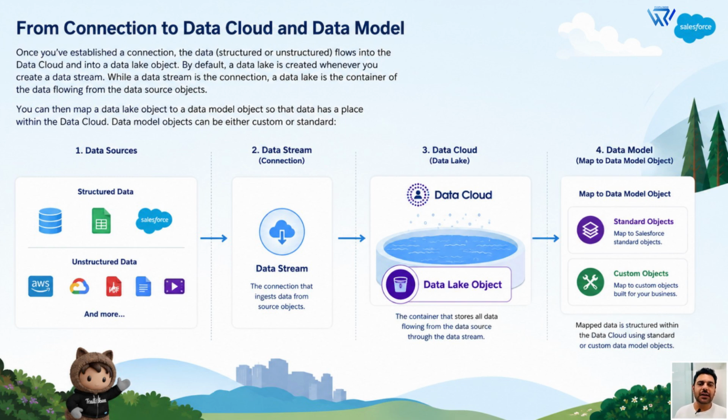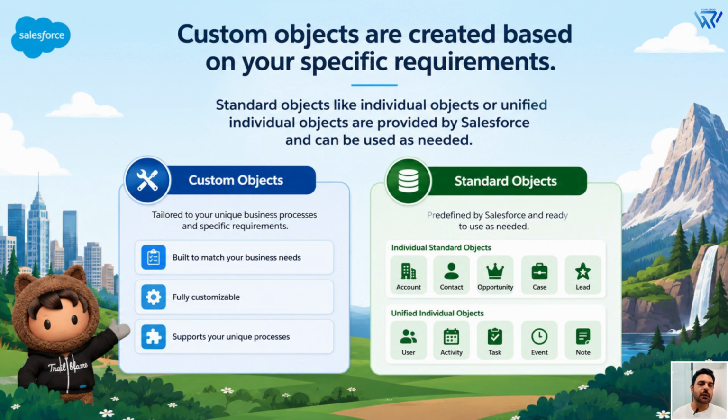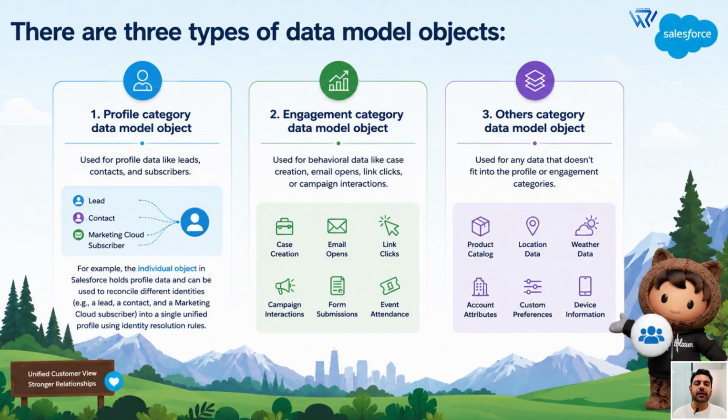You can map a data lake object to a data model object so that that data gets a place inside a data cloud. Data model objects are again both custom and standard objects. Custom objects are the objects you create based on your requirement. Salesforce has also provided some standard data model objects like individual objects, unified individual objects, which you can use as per your requirement. So data model objects are of three types.